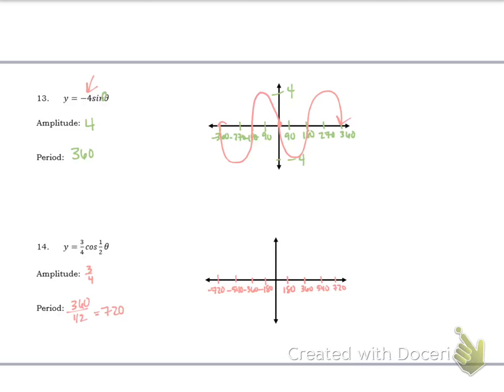The highest he went was 3/4. The lowest he goes is -3/4. Okay, cosine starts at the top. Okay, and then we go down and hit our first ones, skip our next ones. So there's my cosine.